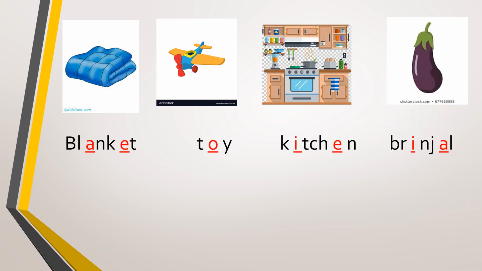Blanket. B-L-A-N-K-E-T. A and E are the vowels which were missing. Toy. T-O-Y. O was missing. K-I-T-C-H-E-N. I and E were missing. B-R-I-N-J-A-L. I and E were missing.